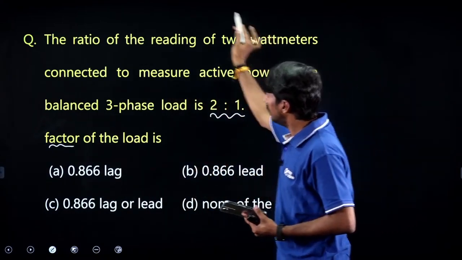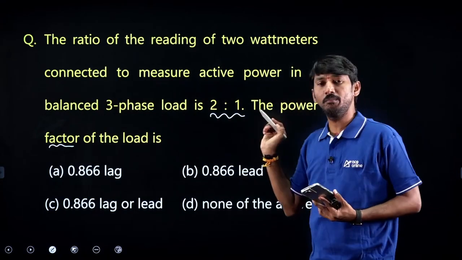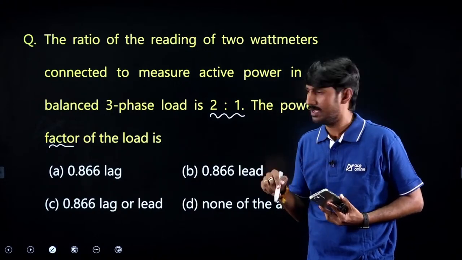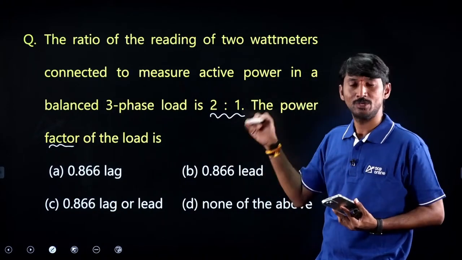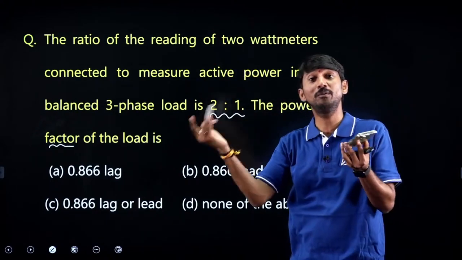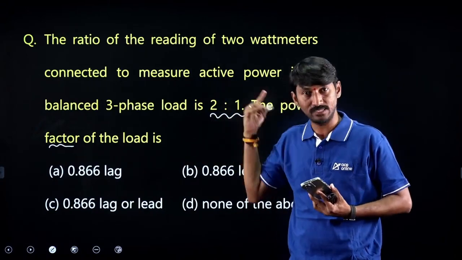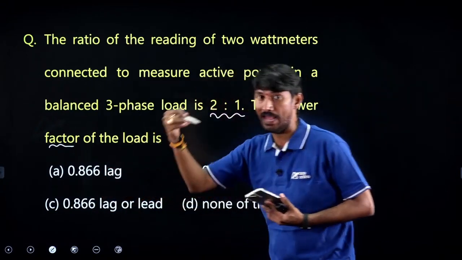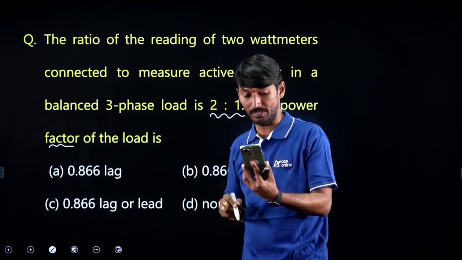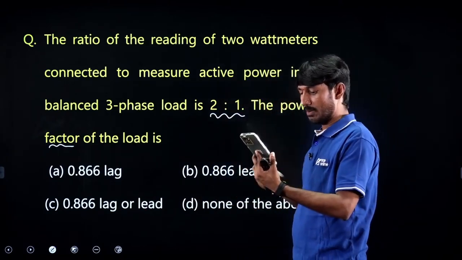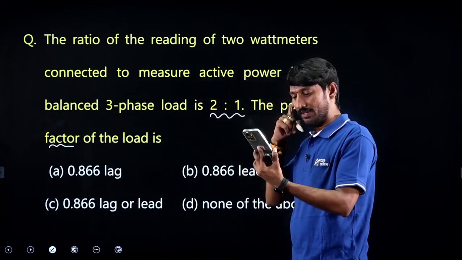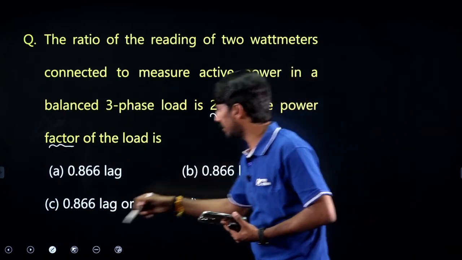Let us analyze this. In this entire question, did he mention the nature of the load, either lagging or leading? Not mentioned. So inductive or capacitive load is not mentioned; it may be any load. So the answer will not be lagging straight away or leading straight away; it can be lag or lead. Few people gave 0.866 lagging, many gave option A, and Anita and Viraya gave option C. Yes, the actual answer is option C.